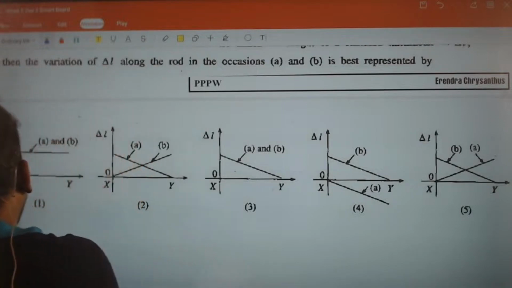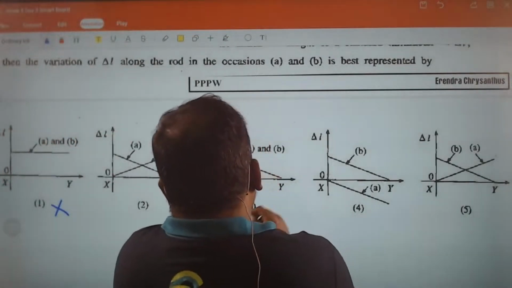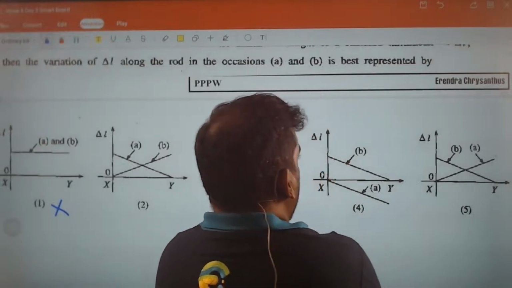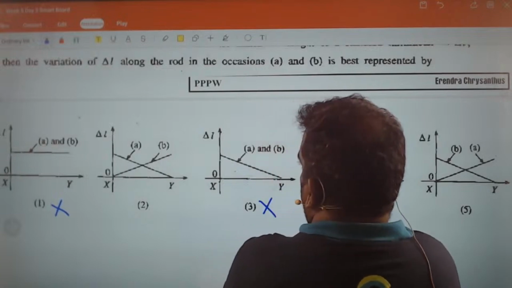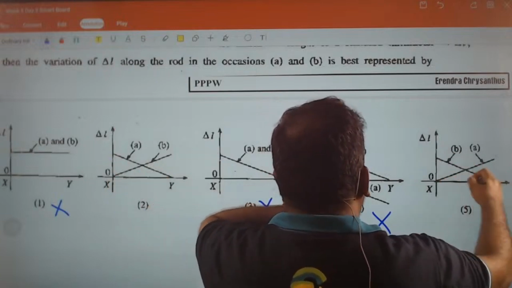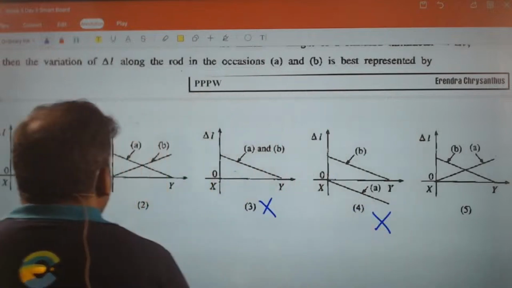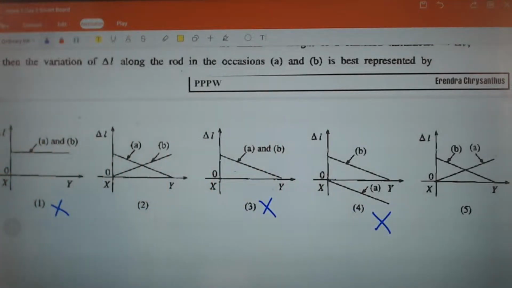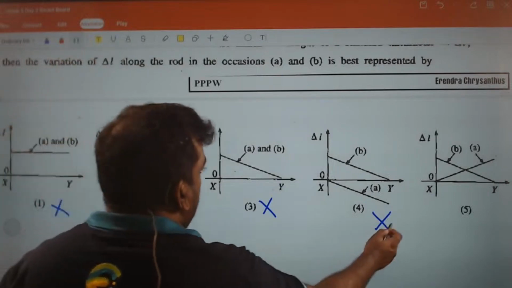So, not changing, you can remove. Both are reducing, you can remove. Both cannot reduce. So A is reducing, B is increasing, or B is reducing, A is increasing. Think carefully. So your selection will be between 2 and 5.